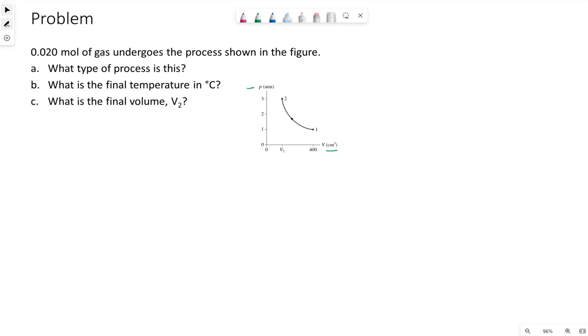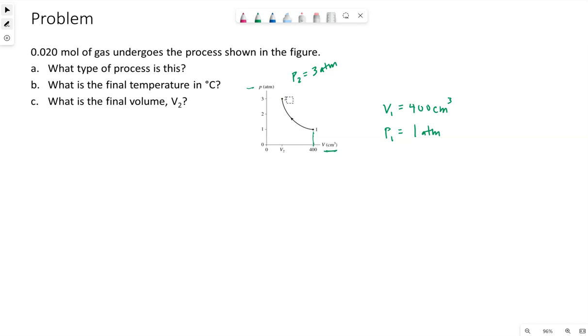All right. So point 1 has a volume of 400 centimeters cubed. So the units are labeled. It has a pressure of 1 atm. This final point 2 has a pressure of 3 atm, because we can read that off the graph.